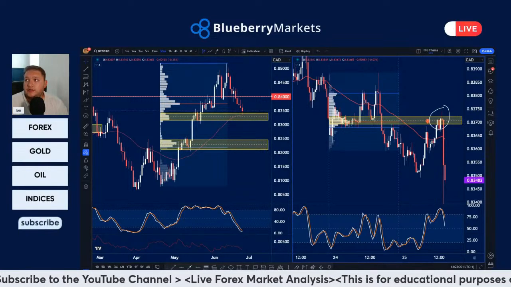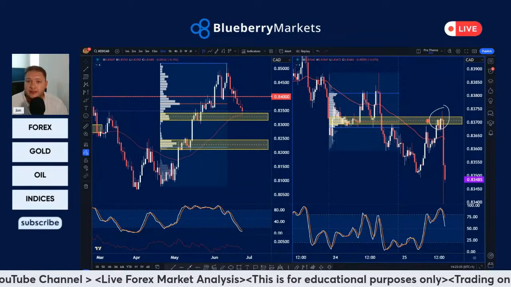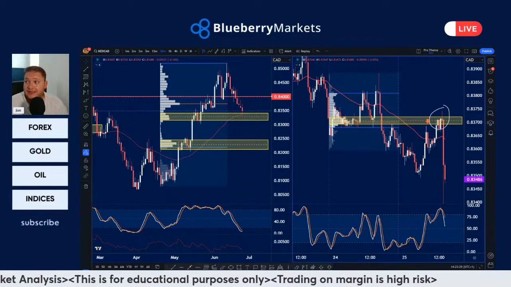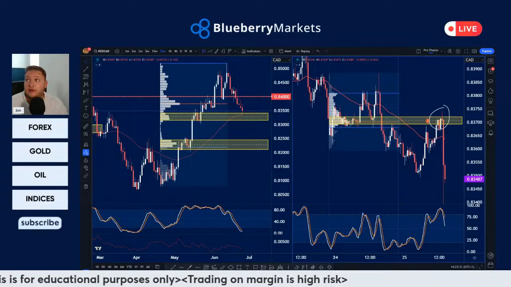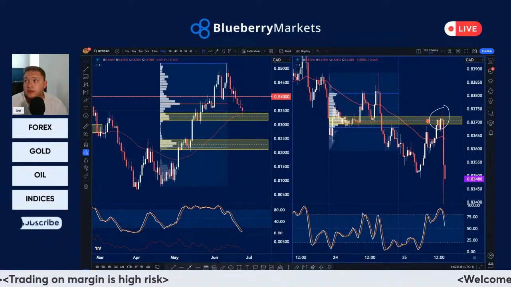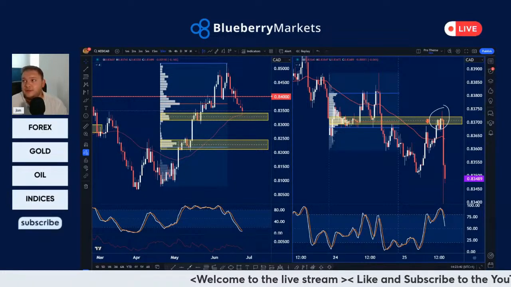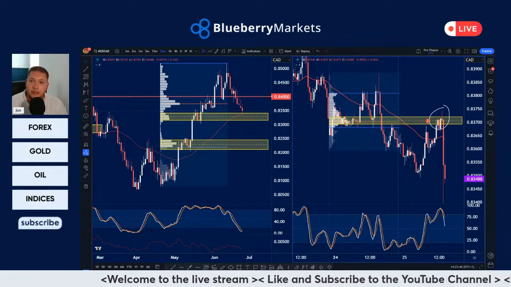So yeah, I would have liked to have been short EuroCAD, but I didn't get that entry. Obviously, I shorted it last week, which would have been doing pretty well actually. Let me just have a look. It would have been 130 pips up, and I had an original 38 pip target. So that's the way it goes sometimes. Market just continued on. Nice move there.